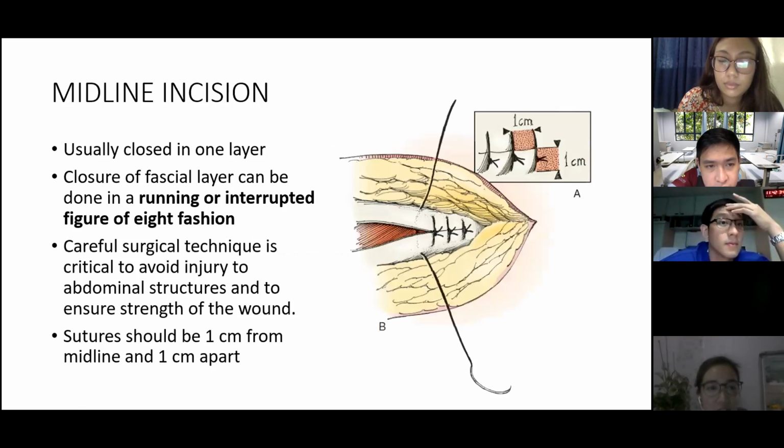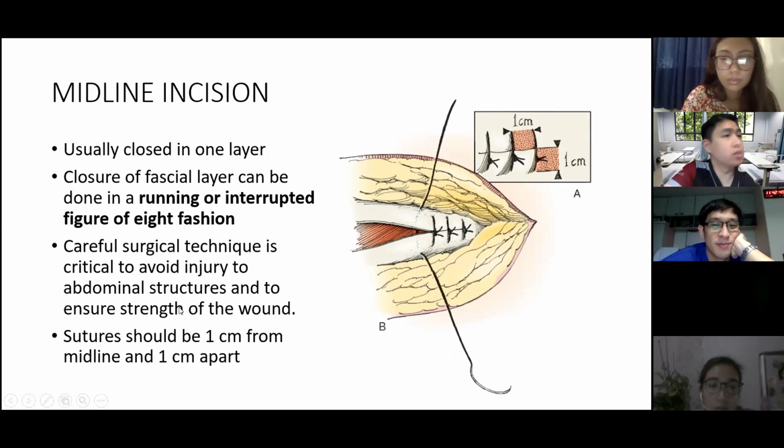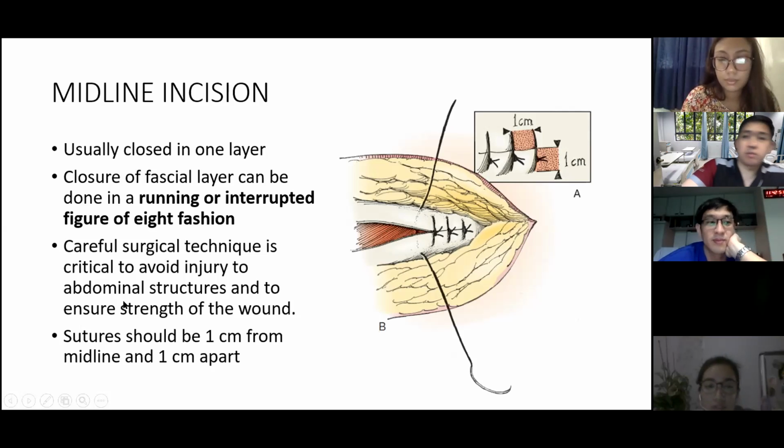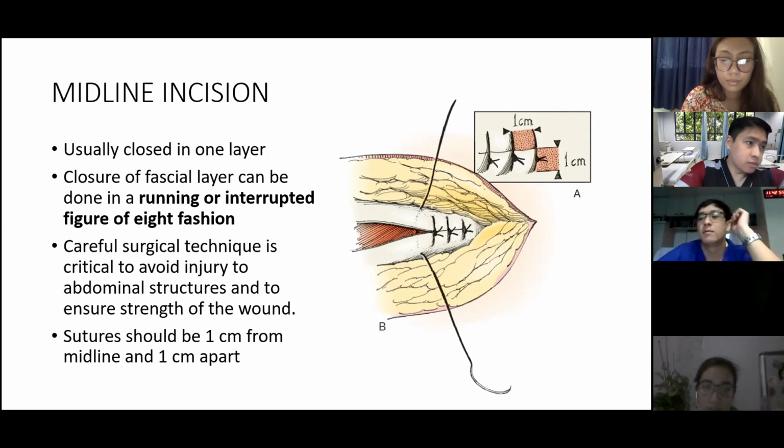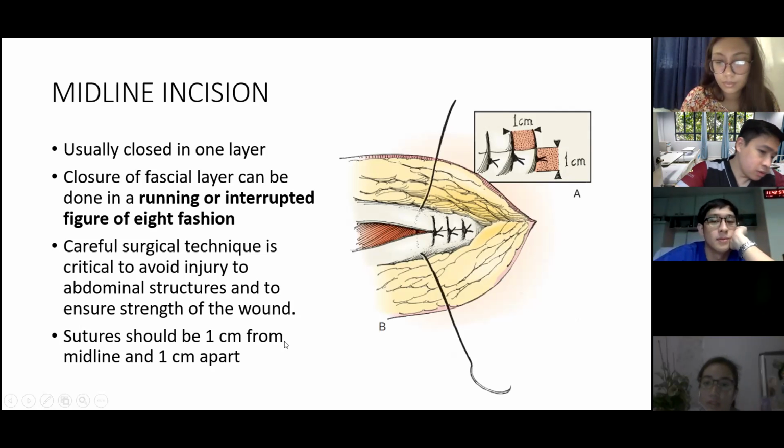In midline incision, usually it is closed in one layer. The closure of the initial layer is directed in figure of eight fashion. Careful surgical technique is critical to avoid injury to the abdominal structures and to ensure strength of the wound. Sutures should be 1 cm from the midline and 1 cm apart, just like here in the picture.